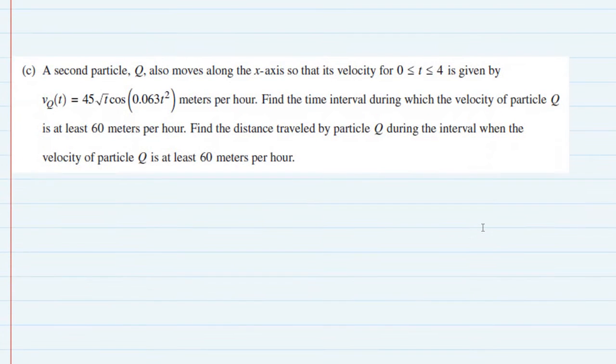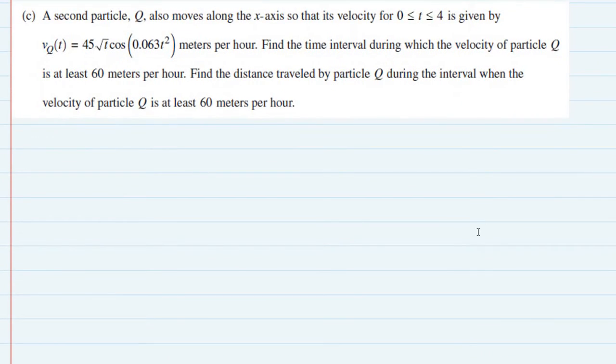Part C says a second particle Q also moves along the x-axis, so that its velocity over the interval 0 to 4 is given by v sub q of t equals 45 square root of t times cosine of 0.063 t squared, and that's meters per hour. Find the time interval during which the velocity of particle Q is at least 60 meters per hour. Find the distance traveled by particle Q during the interval when the velocity of particle Q is at least 60 meters per hour. Well, we're going to be using our calculator on this.